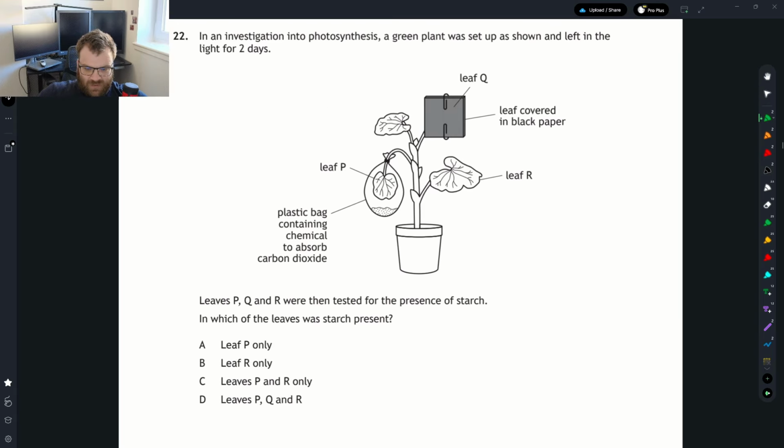22. We're looking at which leaves would have starch present. So for photosynthesis, we're going to need water. We're going to need carbon dioxide.